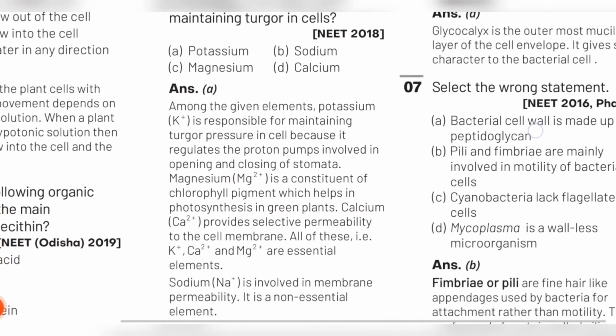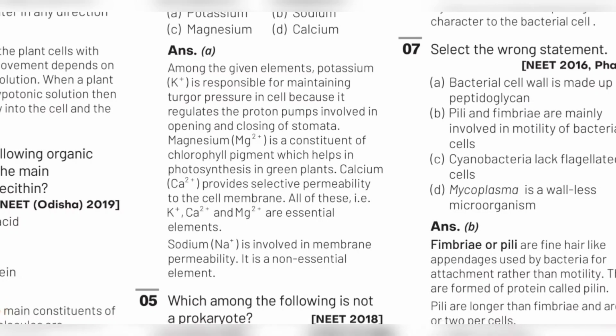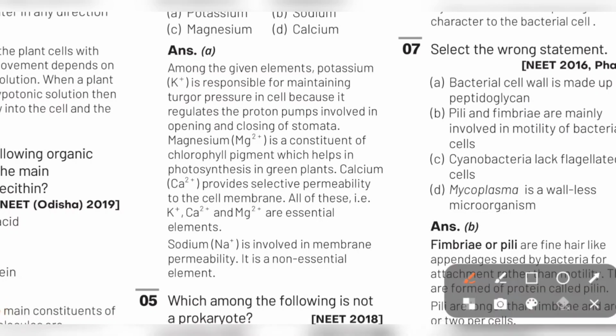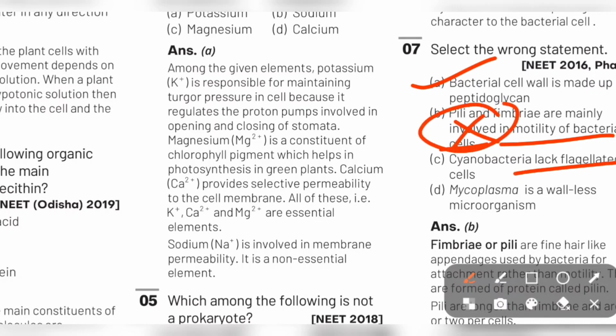Select the wrong statement. अब मैंने wrong statement बतानी है यहाँ पर कौन सी है. Bacterial cell wall is made up of peptidoglycans. ठीक है. Pili and fimbriae are mainly involved in the motility of the bacterial cell. This is the wrong option here. Cyanobacteria like flagellated cells. ठीक है. Mycoplasma is wall-less microorganism, and this is our correct option.